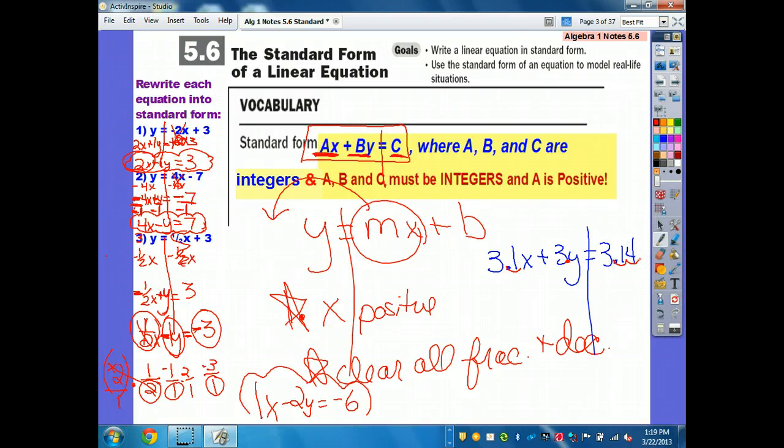How many would I have to move it here? Twice. So remember, when we clear the decimals, you have to take the biggest one. Which one do we have to move the most? Right, so we had to move it twice, so she said take it times 100. That'll move your decimal twice. But you have to move it twice in all of them, not just that one. So what does this turn into? 3.1 times 100? 310. Good. 310x plus 300y equals 314. Now we're done. We cleared the decimal.